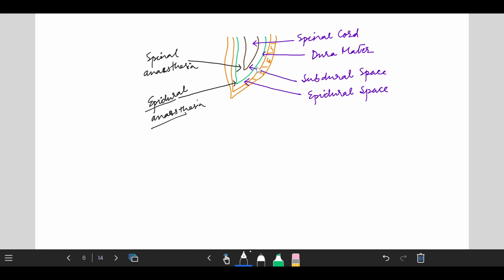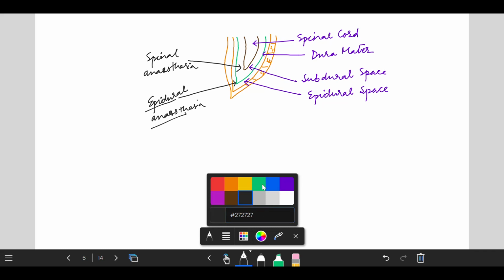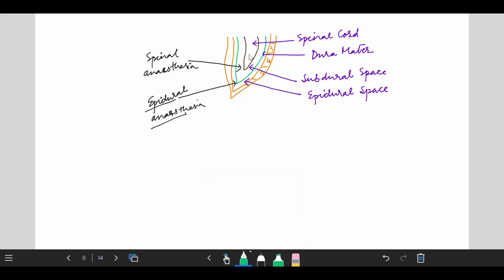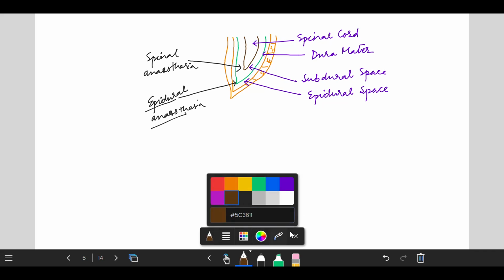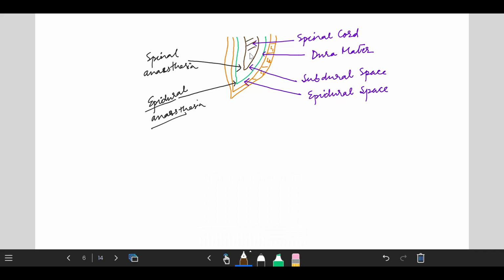You can see here, this is your spinal cord. I'm highlighting this. This is your spinal cord. Okay. This is your dura mater. This is your subdural layer. Okay. And when you are applying local anesthetics to the subdural layer, that is spinal anesthesia.